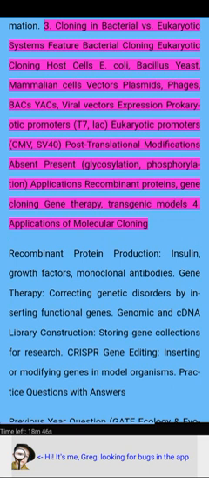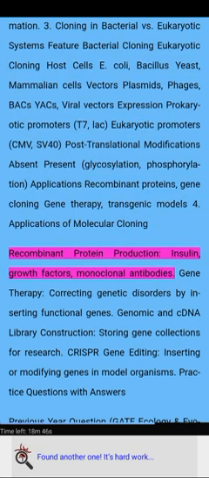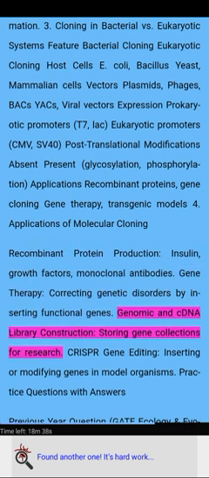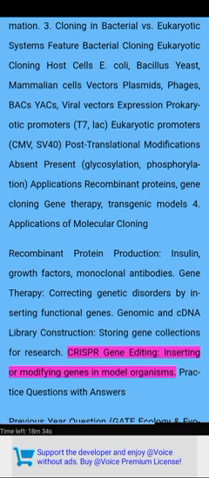4. Applications of molecular cloning. Recombinant protein production: insulin, growth factors, monoclonal antibodies. Gene therapy: correcting genetic disorders by inserting functional genes. Genomic and cDNA library construction: storing gene collections for research. CRISPR gene editing: inserting or modifying genes in model organisms.